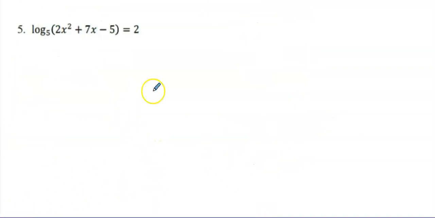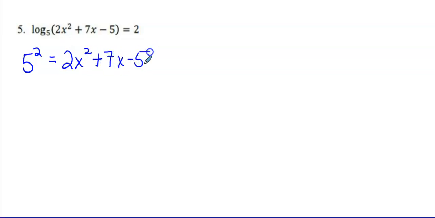Okay, last one, and you notice I have another x squared here, so I may end up with 2 solutions again. I'm going to go ahead and put this in exponential form because this is the whole logarithm part and it's already isolated. So 5 squared equals 2x squared plus 7x minus 5. 5 squared is 25.